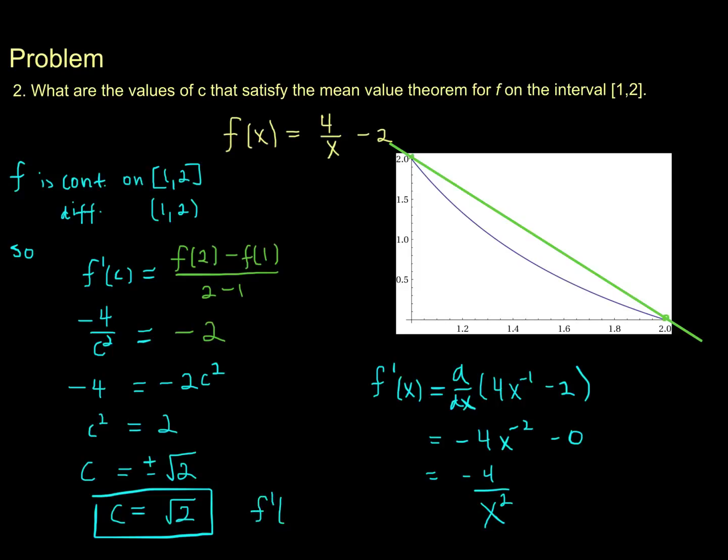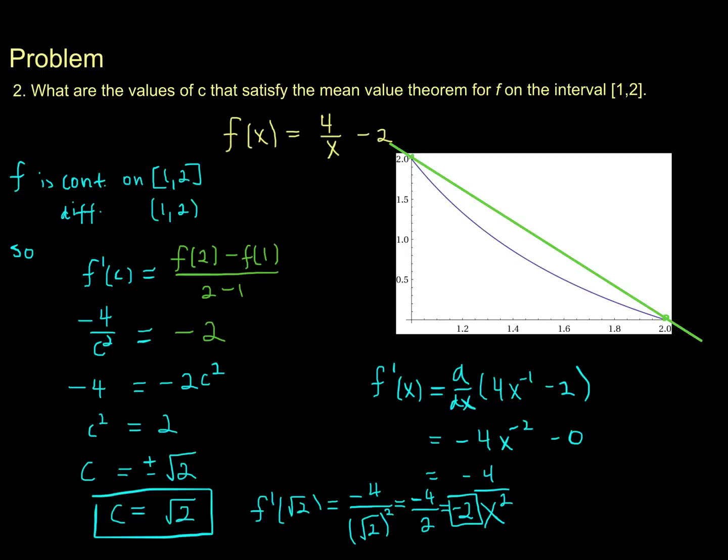F prime of the square root of 2 will be equal to negative 4 over square root of 2 squared. All right, well, square root of 2 squared is 2. Negative 4 over 2 is negative 2. And sure enough, that's the same slope that I got when I took the average rate of change between the endpoints 1 and 2. Okay? So make sure that you're neat with your work, that you check your work, that it makes sense.